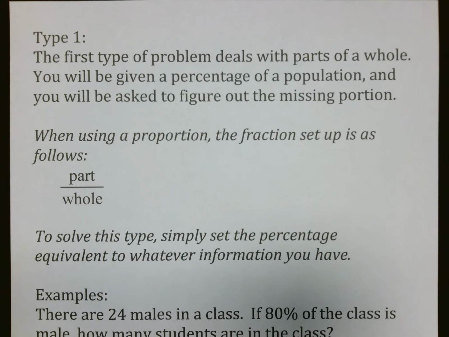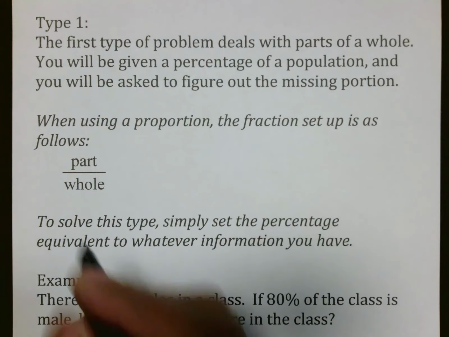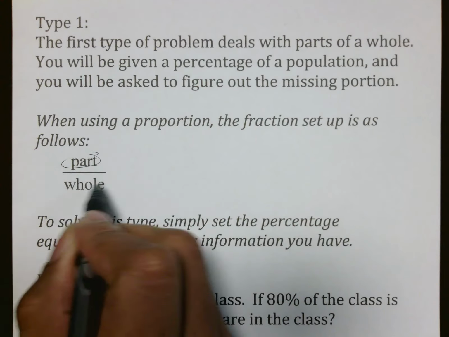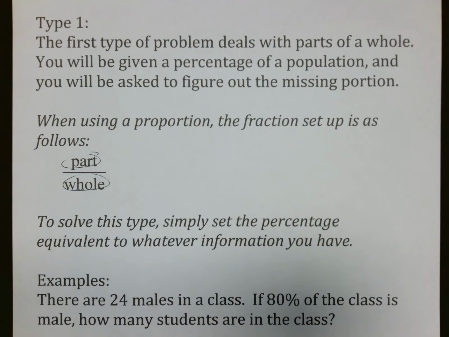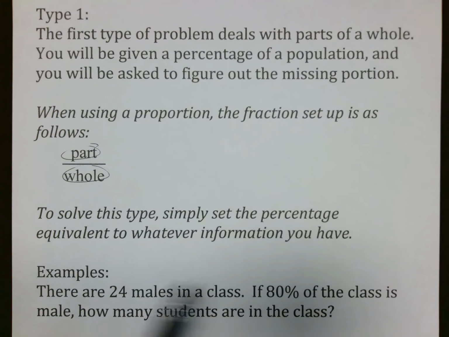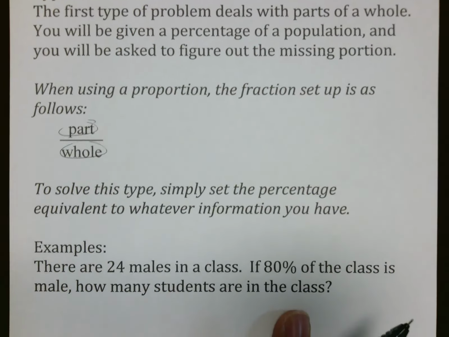When doing this, set it up as follows. The part goes on top, the whole goes on the bottom. Alright, so the part over the whole. To solve this type, simply set the percentage equivalent to whatever information you have and go from there.